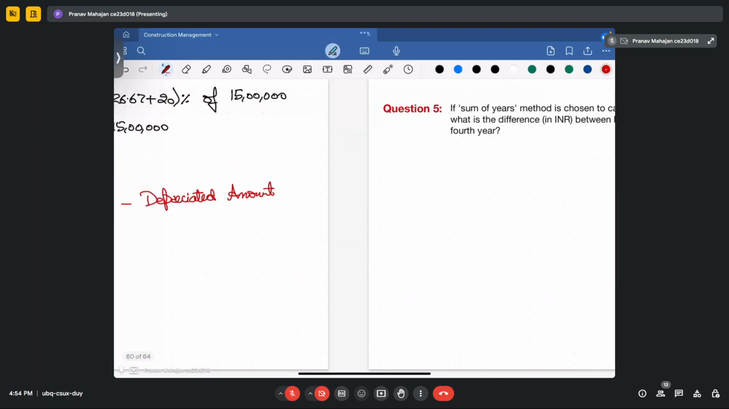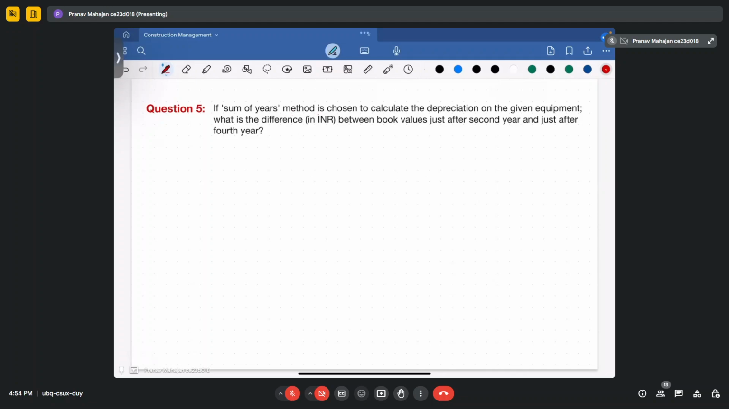Next question that is available to you is, if the sum of the years method is chosen to calculate the depreciation on the given equipment, what is the difference between the book values just after the second year and just after the fourth year. So for the first 3 years we have calculated. Now we'll calculate for the fourth year. So for the fourth year, your Dt will be equal to 2 upon 5 plus 4 plus 3 plus 2 plus 1.